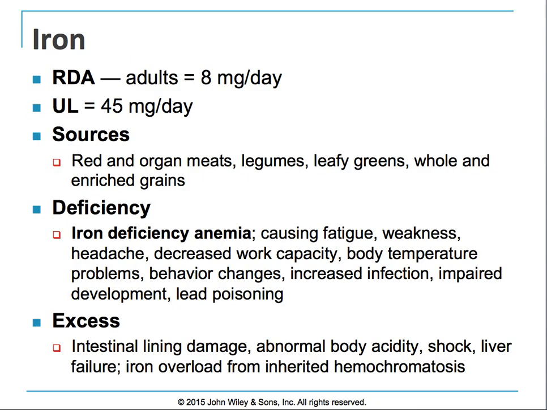The RDA for iron in adults is 8 milligrams per day, and the UL is 45 milligrams per day. Sources include red and organ meats, legumes, leafy greens, and whole and enriched grains. Deficiency for iron is known as iron deficiency anemia.